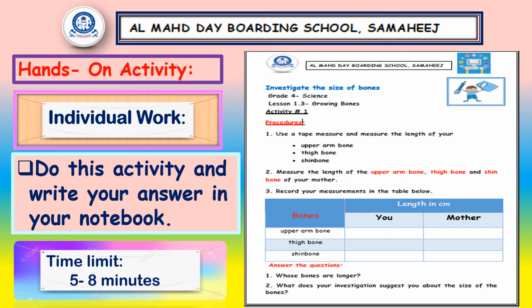First, use a tape measure and measure the length of your upper arm bone, thigh bone, and shin bone. Then number 2, measure the length also of the upper arm bone, thigh bone, and shin bone of your mother. Number 3, record your measurements in the table below. And answer the following questions. Whose bones are longer? And number 2, what does your investigation suggest to you about the size of the bones? You have 5 to 8 minutes to do this hands-on activity.